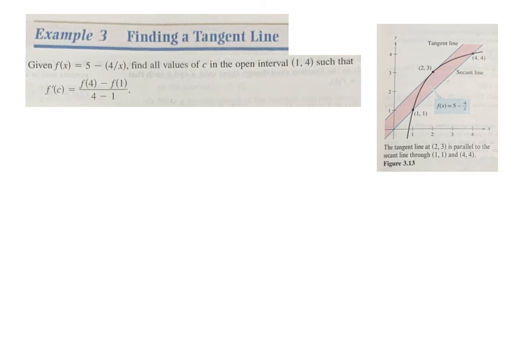So we plug in f of 4. We have 4 over 4 here, so we have 5 minus 4 over 4, which is just 5 minus 1, which is 4. We plug in a 1, we get 5 minus 4 over 1, which is just 1. And so our average is going to be f of 4 minus f of 1 over 4 minus 1. It's just 1.